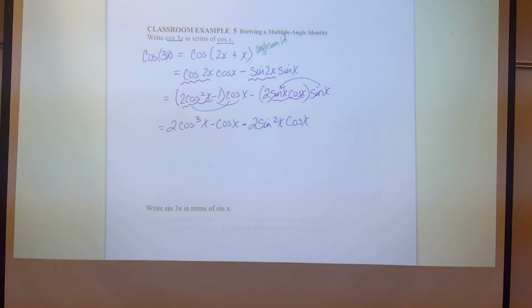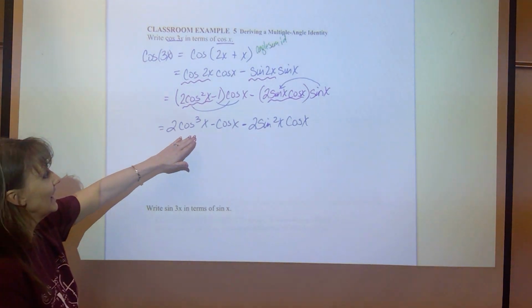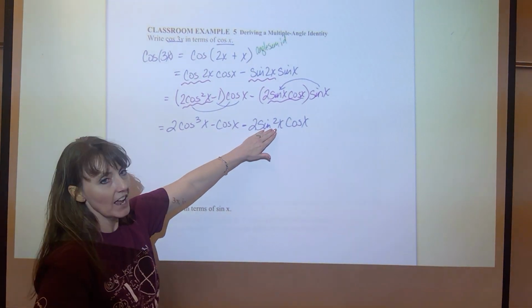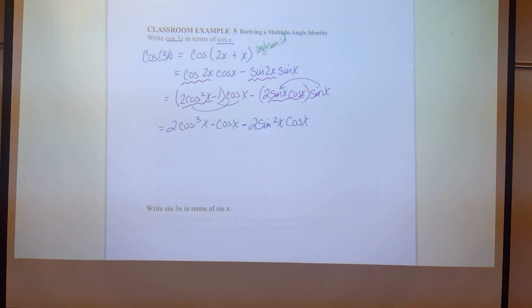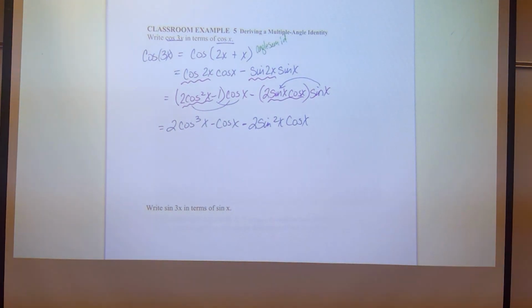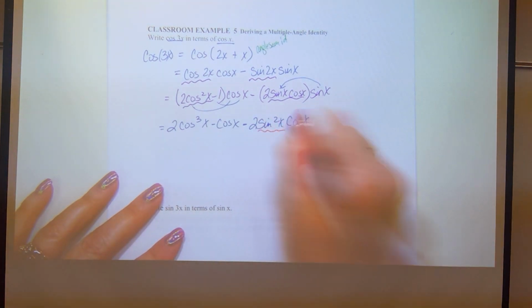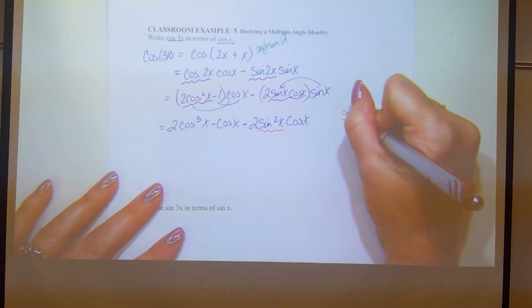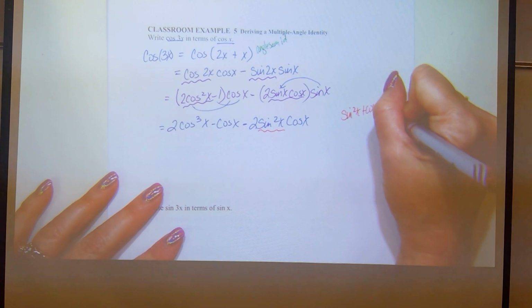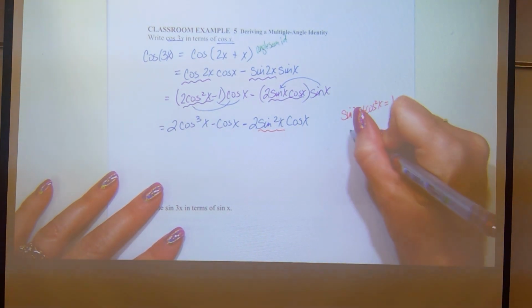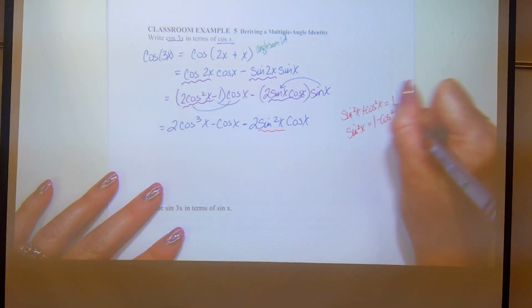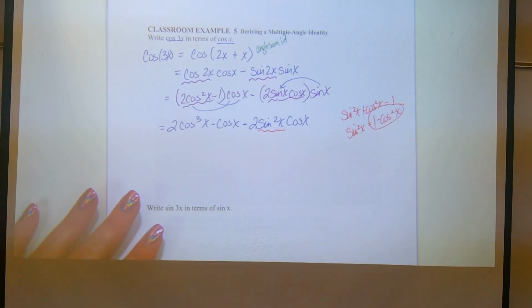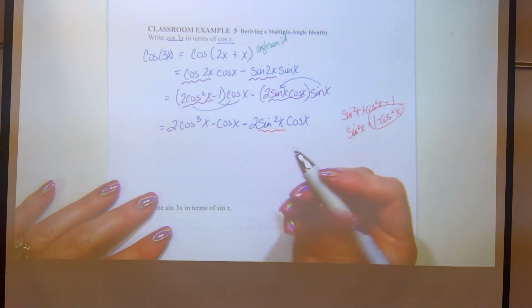Okay, we're looking really good. I've got everything in terms of cosine x except for this sine square x. I need to get that sine square x out of there. Hopefully by this point you recognize sine square x, I can use my Pythagorean identity to find a replacement for sine square x. So here we go.